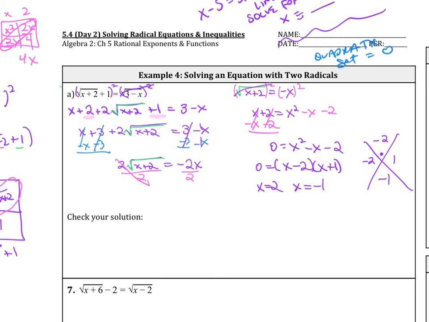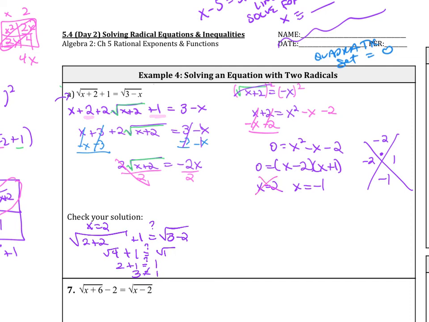Now we have to plug it into our original. So let me clear this out. Now we're going to check it in this original equation. We have x equals 2, so let's plug it in. The square root of 2 plus 1, does that equal the square root of 3 minus 2? So square root of 2 plus 2 is square root of 4 plus 1. Does that equal 3 minus 2, which is 1, square root of 1? Square root of 4 is 2 plus 1. Square root of 1 is 1, so does 3 equal 1? No. So this is not a solution.